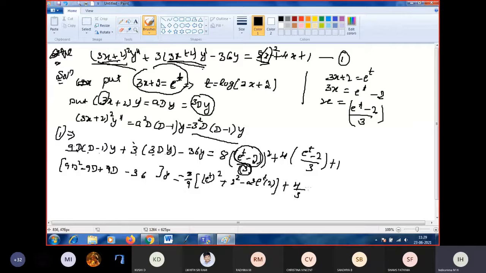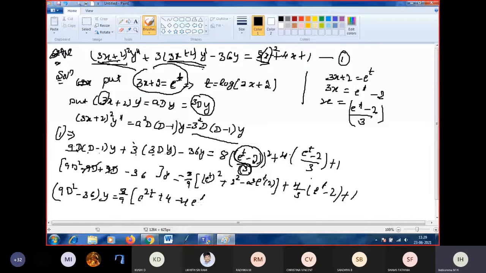Yes, ma'am. Is this clear? Next, 4 by 3 into e power t minus 2 plus 1. So here in the left hand side, minus 90 plus 90 cancel. So 9D square minus 36 into y is equal to 8 by 9 outside. So e power 2t whole square is nothing but e power 2t plus 4 minus 4 into e power t plus 4 by 3 into what? 4 by 3 into e power t minus 2 plus 1.